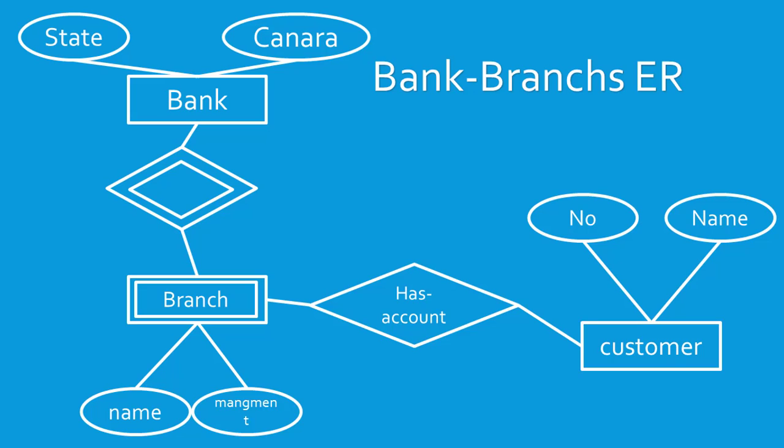This branch has a relationship called has accounts. A customer has accounts with the branch. A branch may have many customers. A customer may have accounts with many branches. The customer may have accounts in, say, 5 branches. In order to find out which banks these 5 branches belong to, we have to go by this relationship shown in the diagram.